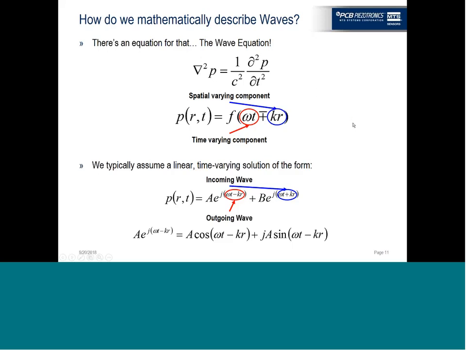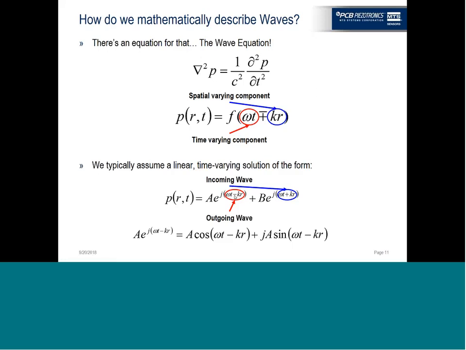Now, what we generally do to make our lives even simpler is assume a linear time varying solution, and we give it this form down here. A lot of people will recognize this as Euler's form. The minus is a wave that's moving away, and the plus is a wave that's moving towards us. Most of the time we're dealing with waves that are moving away from a point. You would use incoming waves sometimes for microphones, but usually you don't want to model your microphone inside your analytical model unless you absolutely have to. So you just put a point in and assume that's the point where you're taking a measurement.